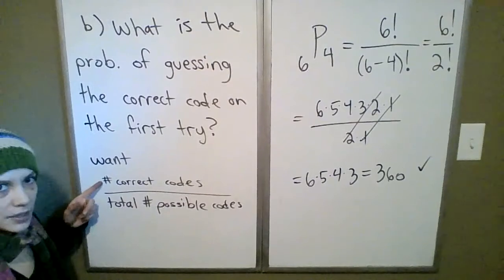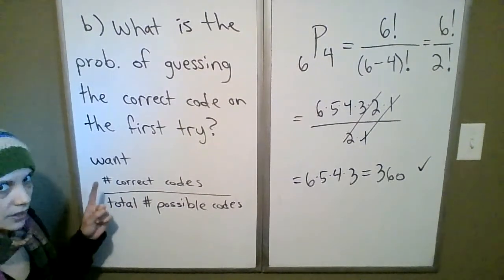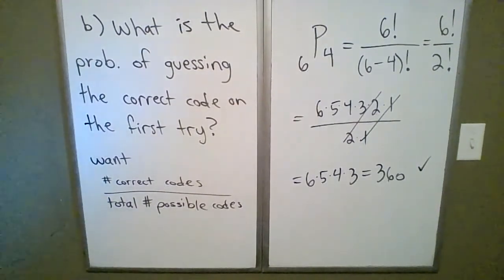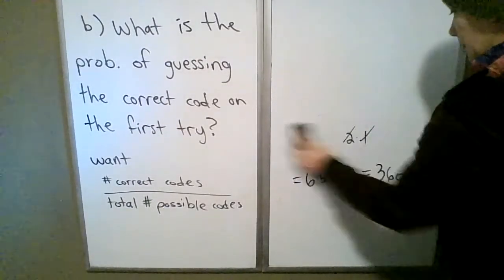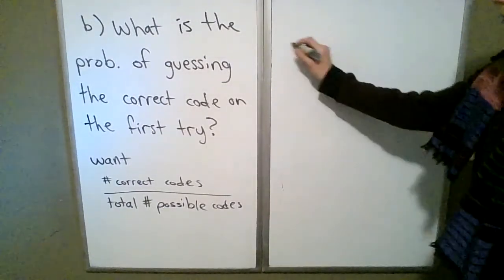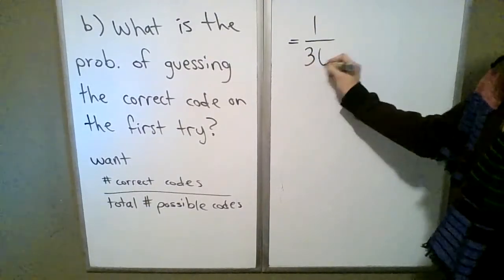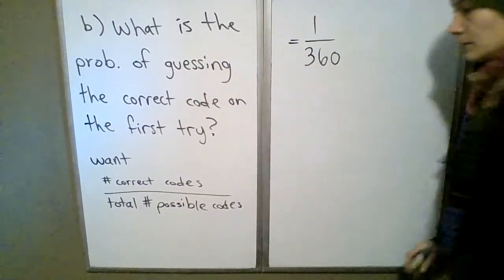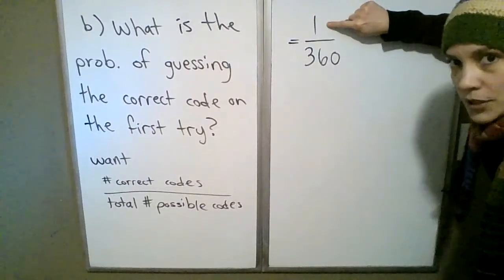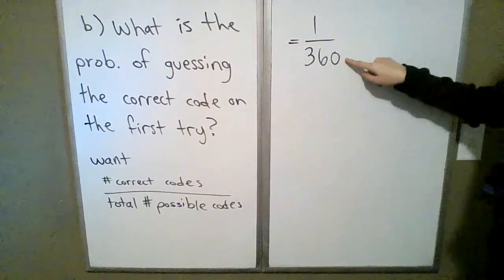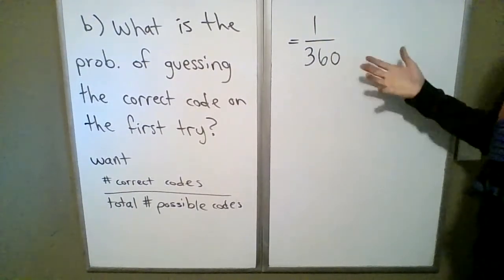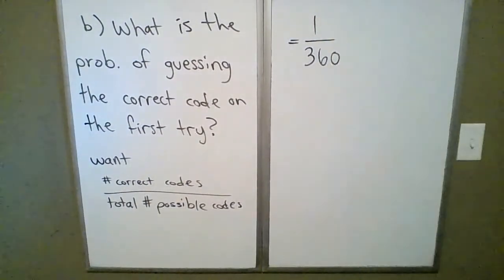All right, for this numerator, there's only one code that will unlock the lock. So it's just 1 divided by the total of 360. That 1 is the one correct code, and the 360 is the total number of codes that you can make, all possible codes that can be created.